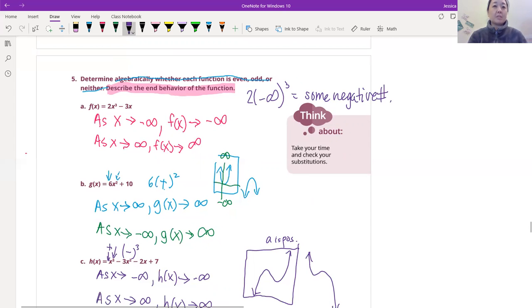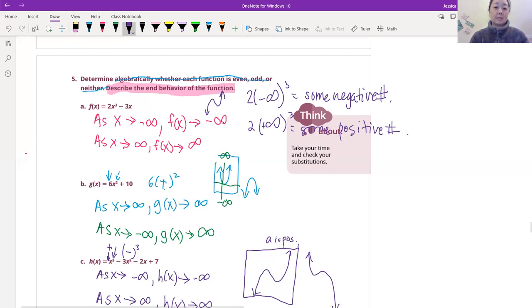And if we put in a positive x, so 2 times some positive number to the third power, positive to the third power is still going to be positive. We multiply it by another positive number, which is this 2, still going to be positive. This is going to be some positive number, right? So we know it's going to approach positive infinity. It's going to be going up. So on the left-hand side, it's going down, then up, and down.